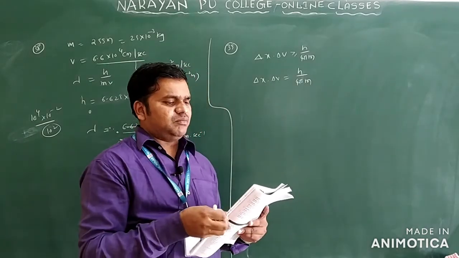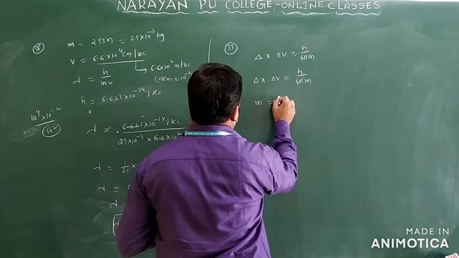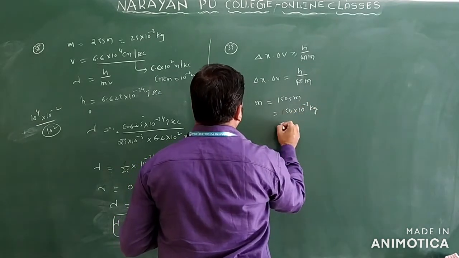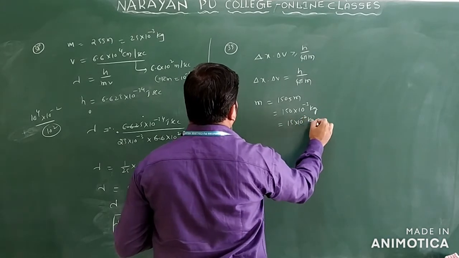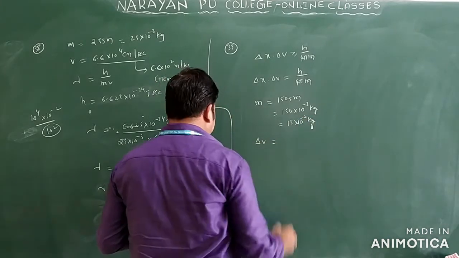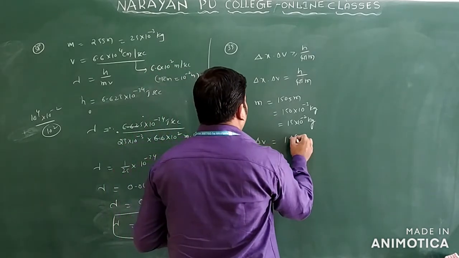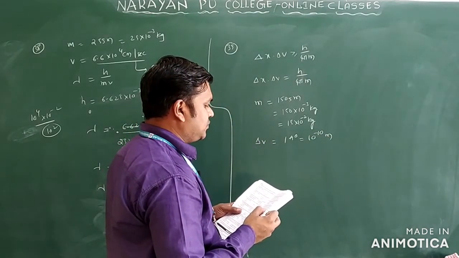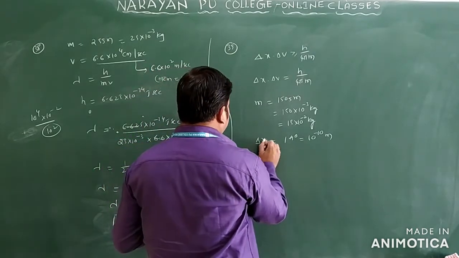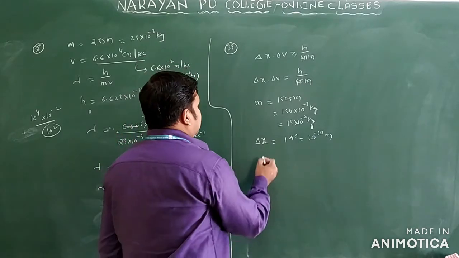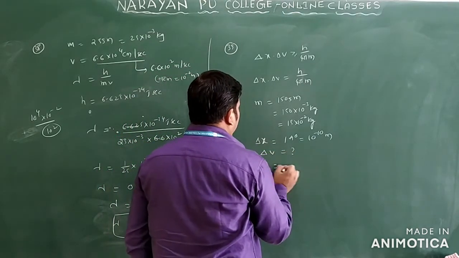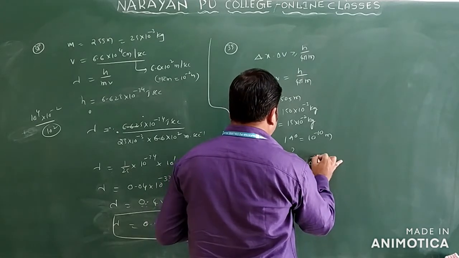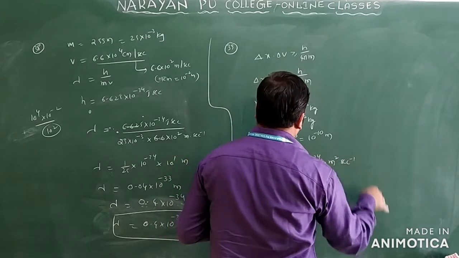Here the mass is given, 150 grams. We will write this as 150 into 10 power minus 3 kilograms, that will be 15 into 10 power minus 2 kilograms. And the uncertainty in the position is given as 1 angstrom. So, 1 angstrom is equal to 10 power minus 10 meter. They are asking the uncertainty in velocity, so this is delta x only, and they ask delta v. And h is already given: 6.6 into 10 power minus 34 kilogram meter square per second.